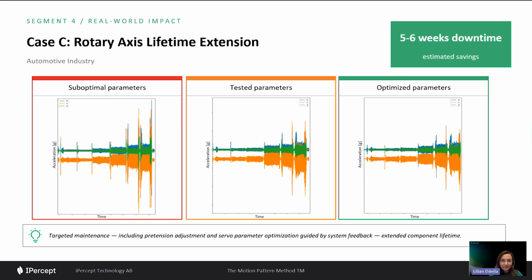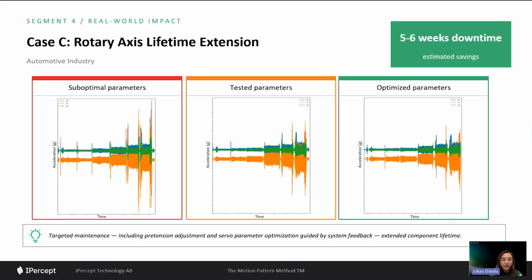Now we have case C, the rotary axis in the automotive industry. And this one is slightly different from the previous cases because the value here isn't in catching a failure, it's in delaying a replacement. A bearing defect was identified during the early monitoring period. The system flagged it and the subsystem was in observable stage.